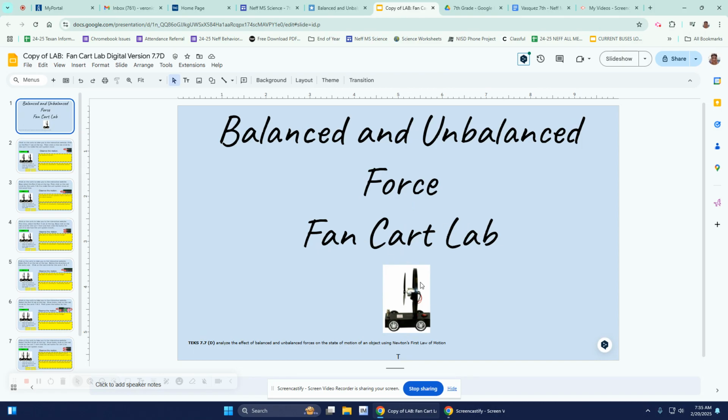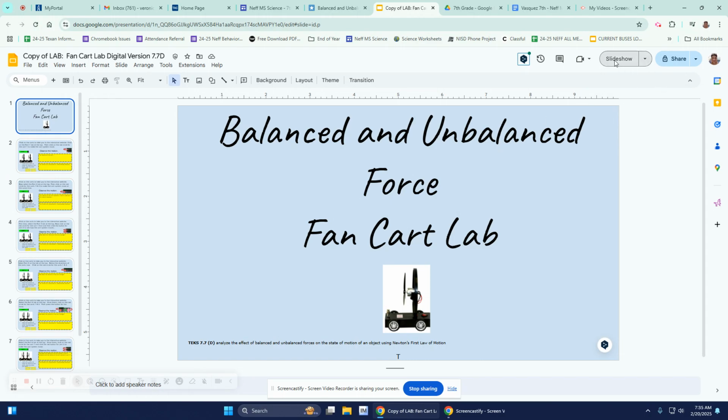All right, guys, we are going to be looking still at balanced and unbalanced forces. If you remember from your notes, balanced forces will have a net force of 0, so both sides will be equal. An unbalanced force is going to have a net force that is not 0. It's going to be greater than 0. So one side is going to be stronger than the other.